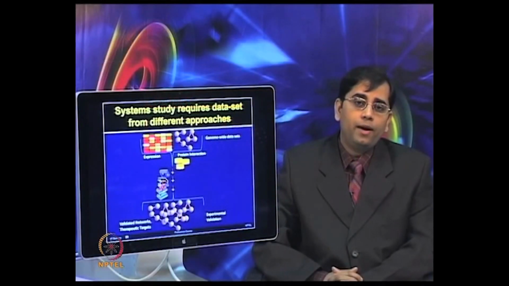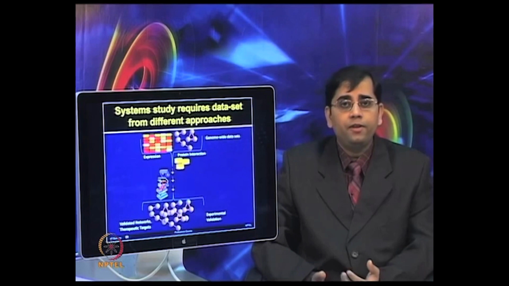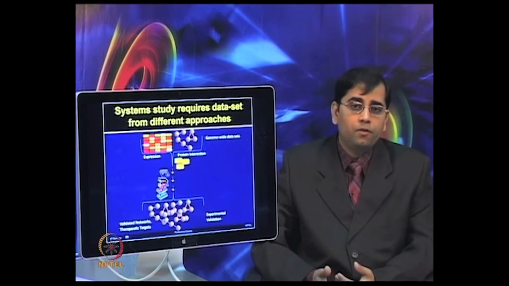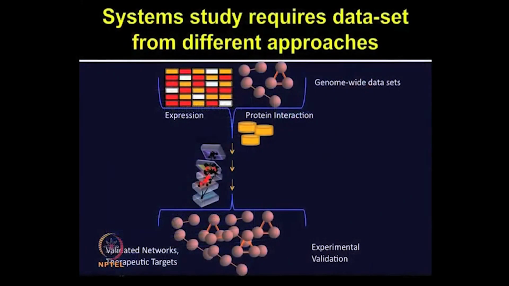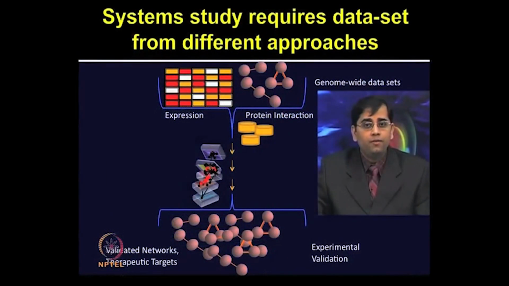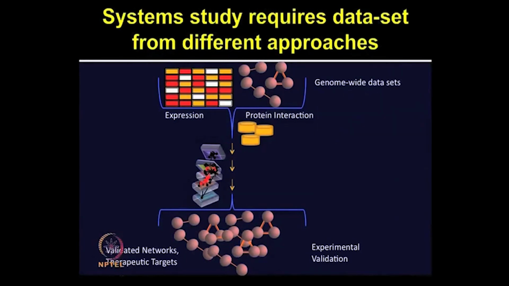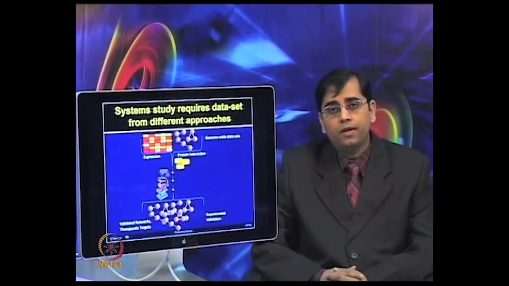The system study requires obtaining data sets from different approaches and analyzing them. For example, as shown in the slide, the genome-wide data sets can be derived at the genome level by looking at the expression of the different transcripts, or at the proteome level by looking at different types of protein interactions. These data sets can be stored in the clinical databases, and also can be mined from the literature by manual curation. Then integration of the orthogonal data sets can further be used for validating the networks and identifying therapeutic targets. Further, it can be used for experimental validation.